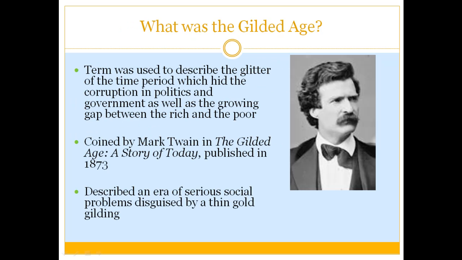So what was the Gilded Age? The Gilded Age was a term used to describe the glitter of the time period, which we're talking about the late 1800s, that hid the corruption in politics and government, as well as the growing gap between the rich and the poor. The term was coined by Mark Twain in his book, The Gilded Age, A Story of Today, which was published in 1873. The book described an era of serious social problems disguised by a thin gold gilding or layer.